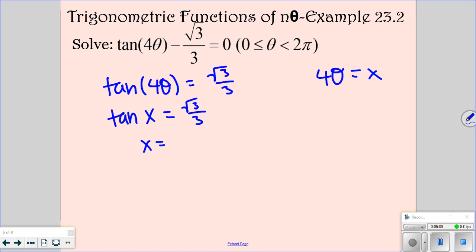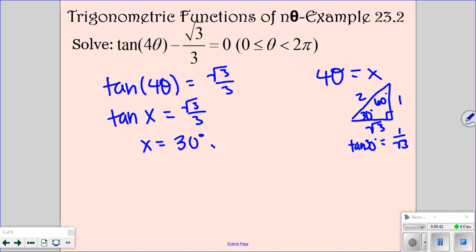You're either thinking 30 degrees or 60 degrees. I'm going to go back to the triangle just in case some of y'all are not sure. And we have 1, square root of 3, and 2. The tangent of 60 is square root of 3 over 1. The tangent of 30 equals 1 over square root of 3, which is the same thing as square root of 3 over 3, because we just rationalized it. So 30 degrees is the one that you want to pick, not 60.